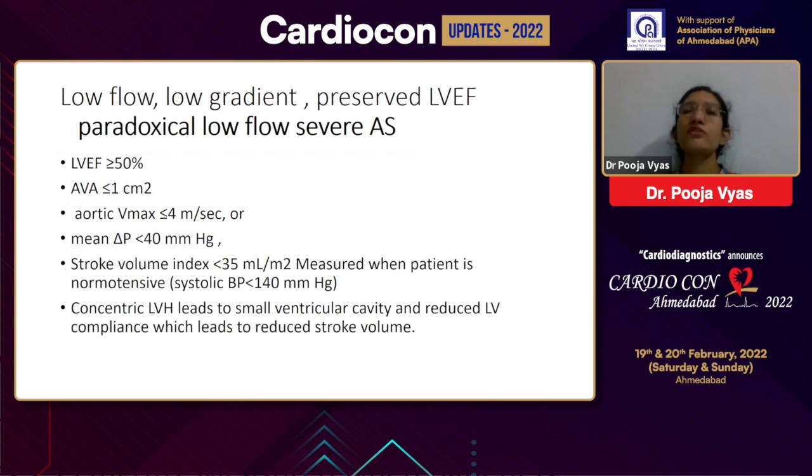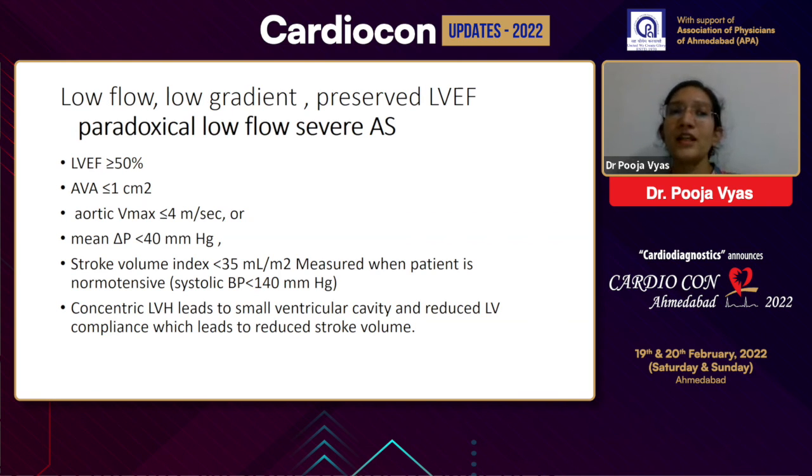Now paradoxical low flow severe AS. To define paradoxical low flow severe AS, the patient must have LV ejection fraction of more than 50%, and aortic valve area by continuity equation should be less than or equal to 1 centimeter square. Aortic Vmax by Bernoulli's equation should be less than or equal to 4 meter per second, and the pressure gradient should be less than 40 millimeter of mercury, and the stroke volume index should be less than 35 ml per meter square, measured when the patient is normotensive with systolic blood pressure of less than 140 millimeter of mercury.